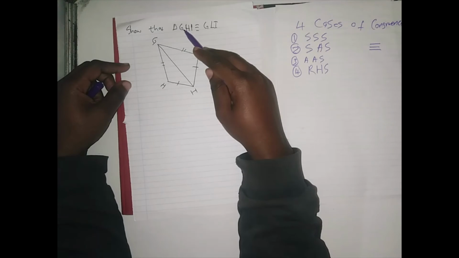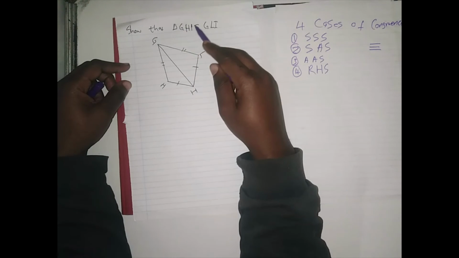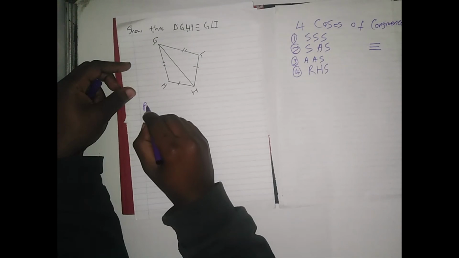So in terms of what we are given and what is written, how can we show that triangle GHI is congruent to triangle GLI? Let's prove.